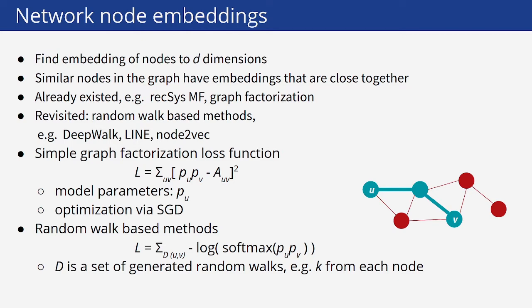A simple solution for node embeddings is graph factorization, where the elements of the adjacency matrix are approximated by the dot product of the node representations. For random walk-based models, the loss function is restricted to node pairs selected from the generated random walks.